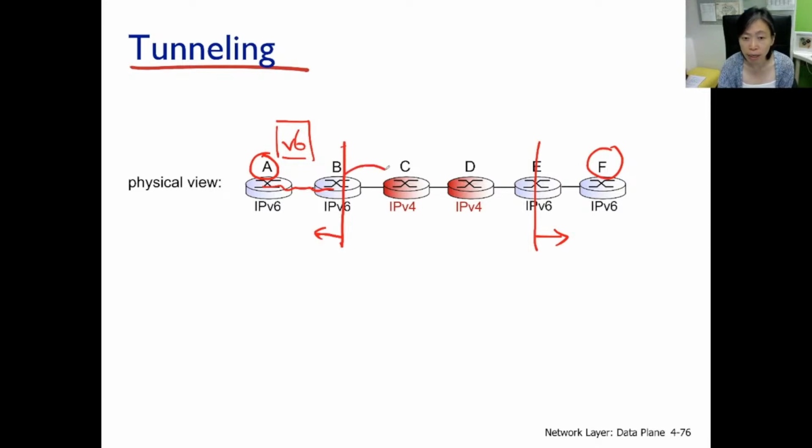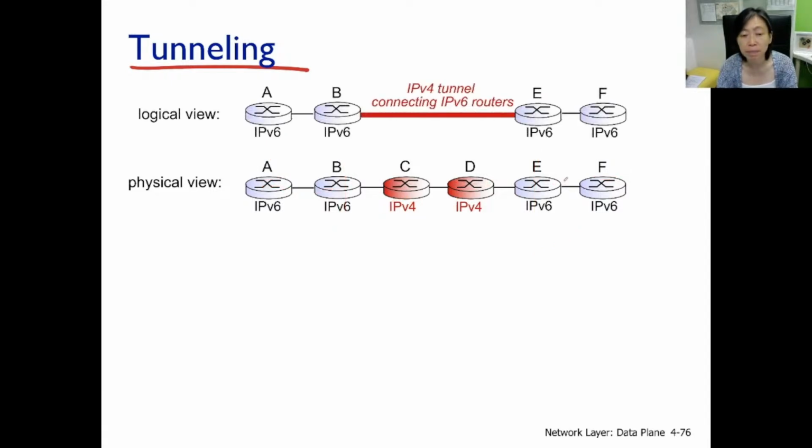But as soon as it hits the version 4 space, these routers are old. They don't recognize the version 6 format. They will not be able to handle the packet and forward it down this way. And that is why we need a tunnel. So what's being done in the tunnel is this: B and E are the border routers separating the version 4 and version 6 space.